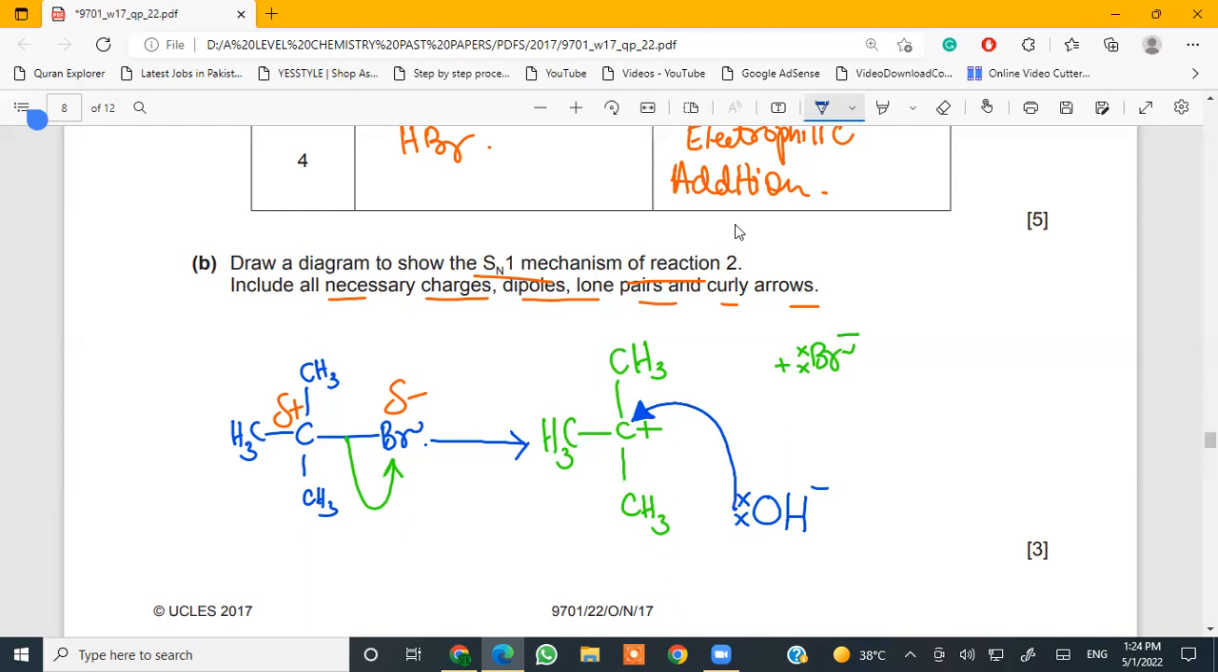So be very careful. Once this attack is completed, you get your final product, in which you have the tertiary alcohol along with Br negative as the byproduct. CH3, and then this is your OH and Br negative. Okay, so now the marks distribution: first mark, second mark, and third mark with all the partial charges and dipoles. Of course, if you miss the partial charges and curly arrows, you lose marks. If you have any confusions or questions, you can ask in the chat box or in the comment section. Once this is done, let's move on to the next part.